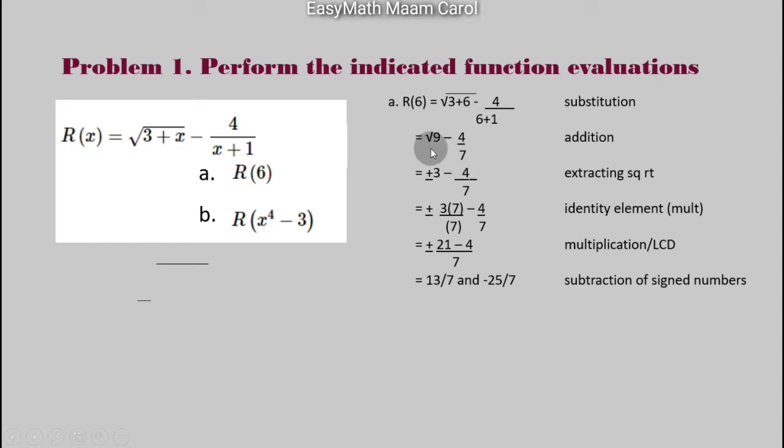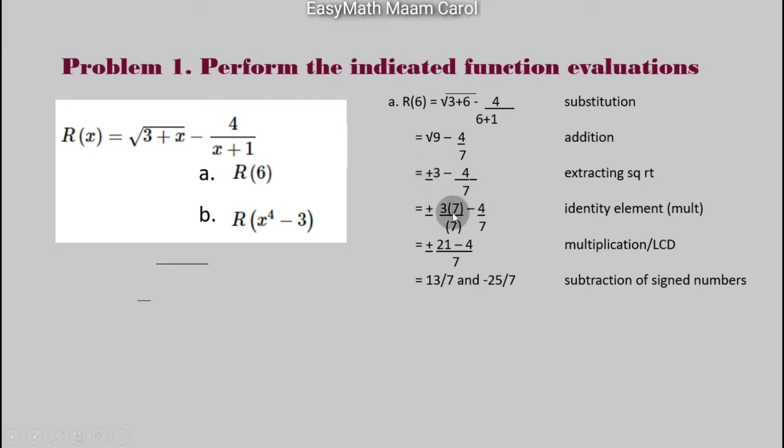Ngayon, itong square root of 9 natin is a perfect square. Yung 9 actually ay perfect square. Therefore, pag in-extract natin yung square root na yan, ang makukuha natin ay integer. And the square root of 9, by extracting square root, is positive and negative 3. And then, isinunod lang natin yung minus 4 over 7 kasi wala naman tayong ginawa sa kanya. So, it's already in its simplest form for this particular step.